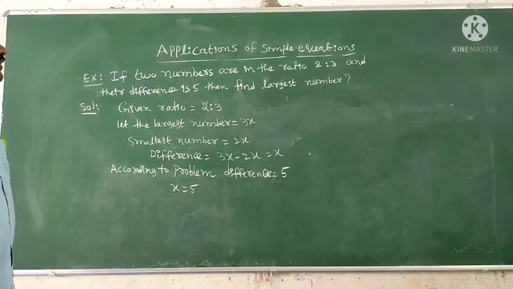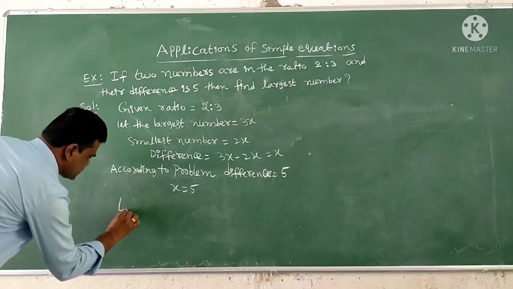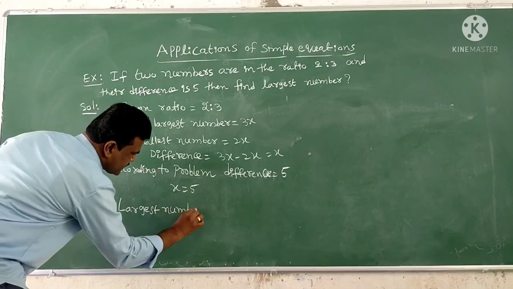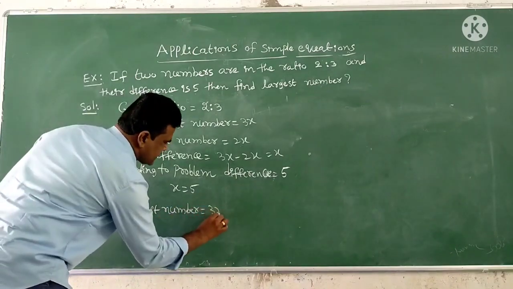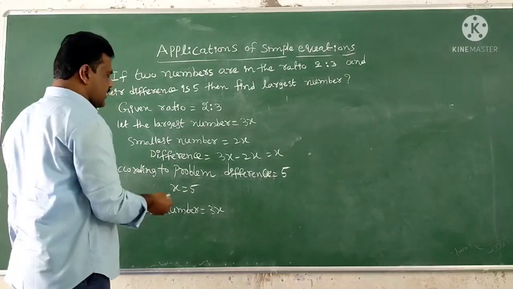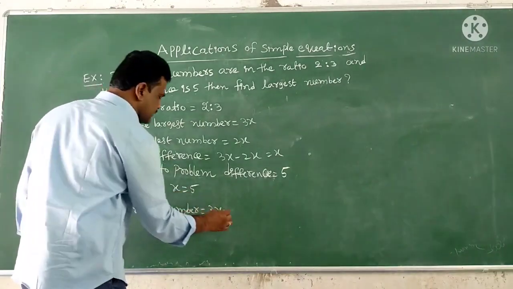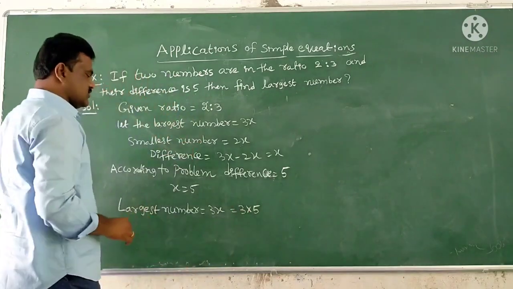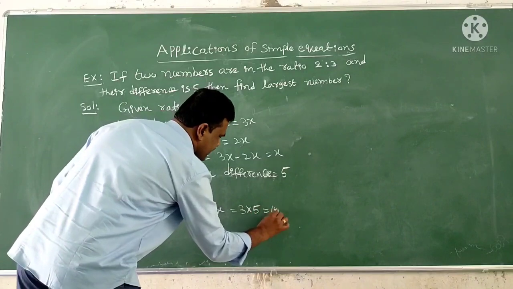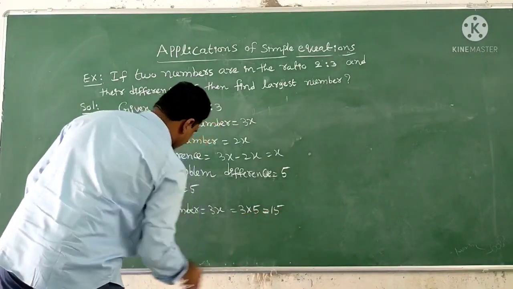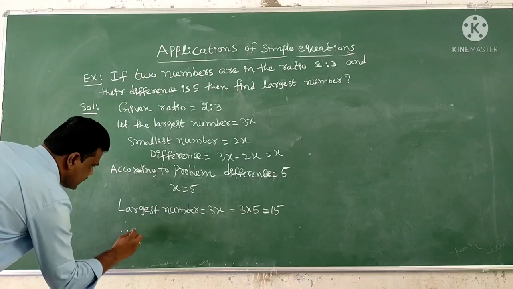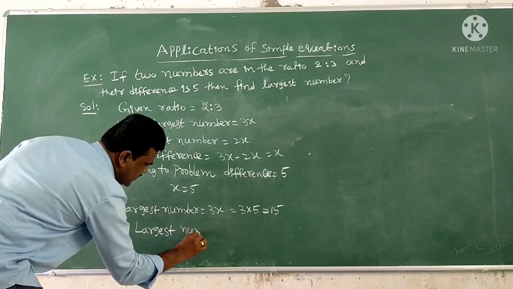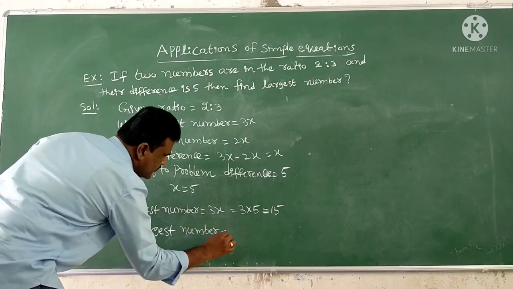We have to find the largest number. So, largest number is equal to 3x. Substitute x as 5. So, 3 into 5 is equal to 15. Therefore, largest number is equal to 15.